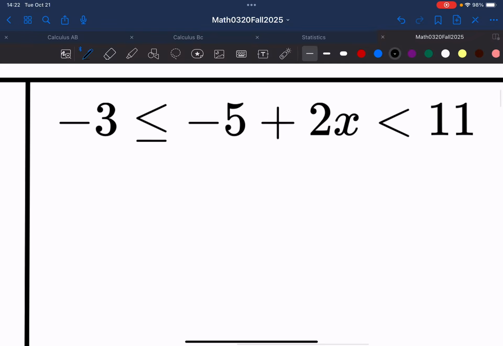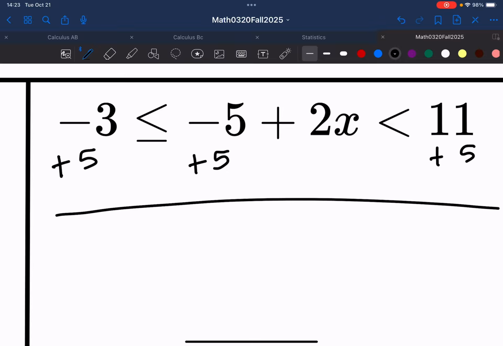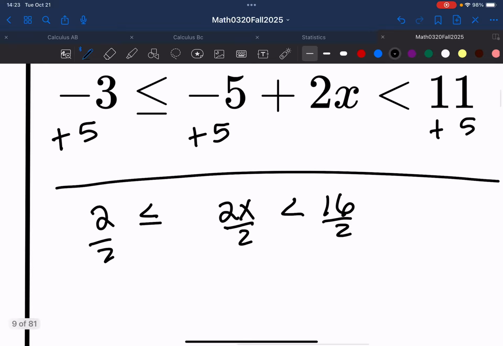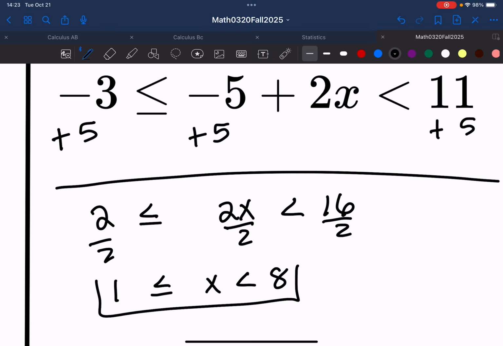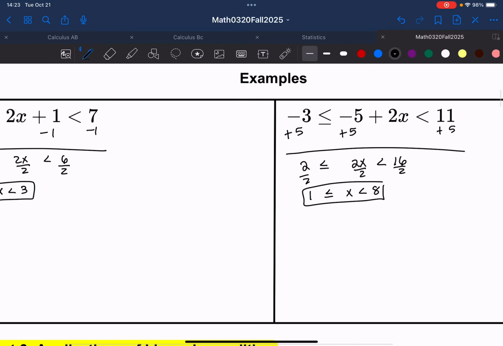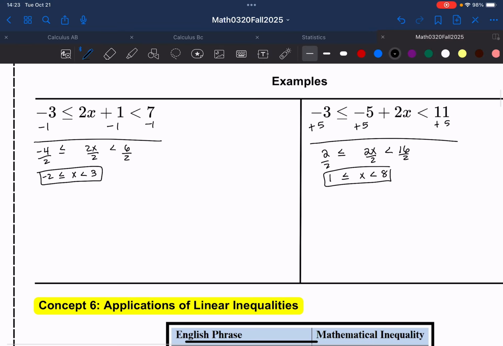Okay, same with this one. My first step would be to add 5 to all my kids. So plus 5, plus 5. So I get 2 is less than or equal to 2x, less than 16. Divide everything by 2, and I get 1 is less than or equal to x, less than 8. Notice in none of these did I ever multiply or divide by a negative number, which means my signs did not flip for any of them.